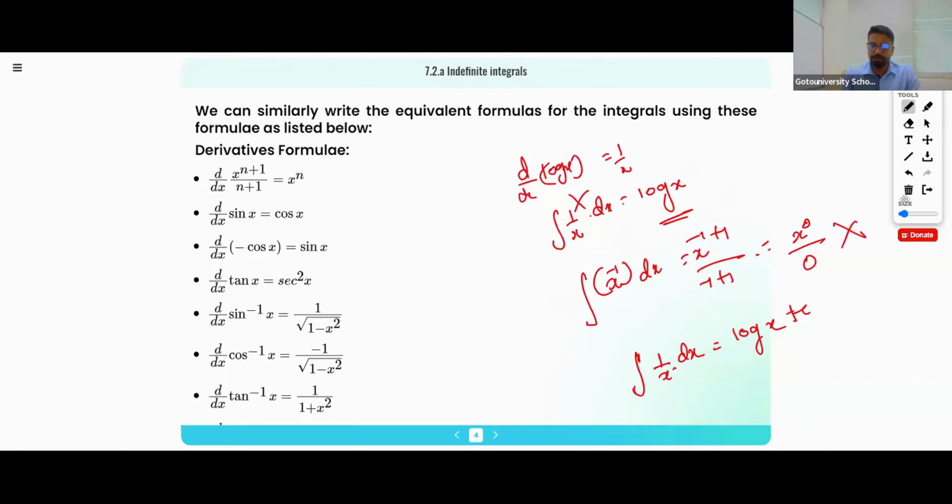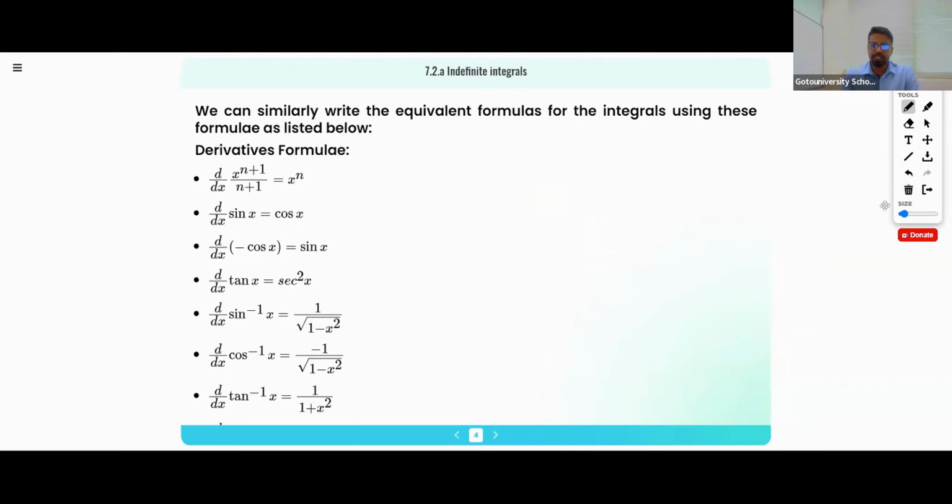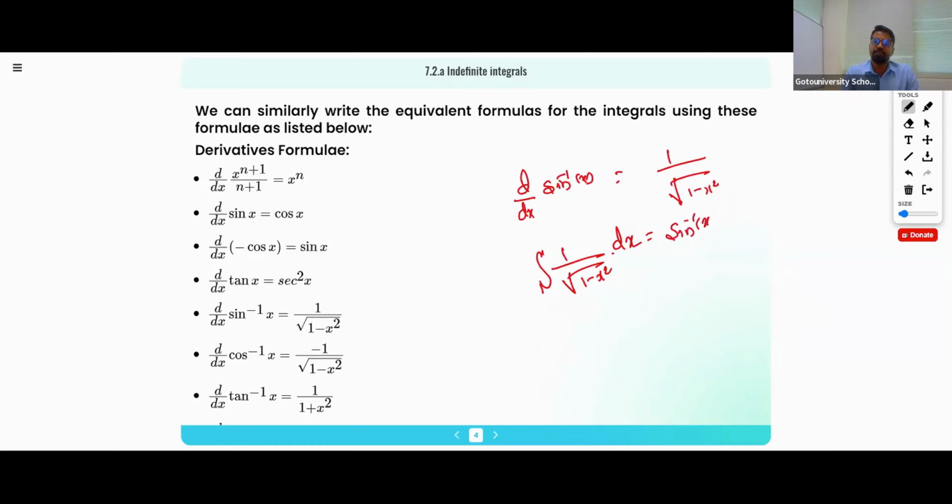Just very simple, right? What else we know is the differentiation of inverse functions. What is the inverse of sin x? The differentiation of inverse of sin x is, can you remember, 1 by root of 1 minus x square, right? So now if I integrate 1 by root of 1 minus x square into dx, it will give you sin inverse of x plus an arbitrary constant.